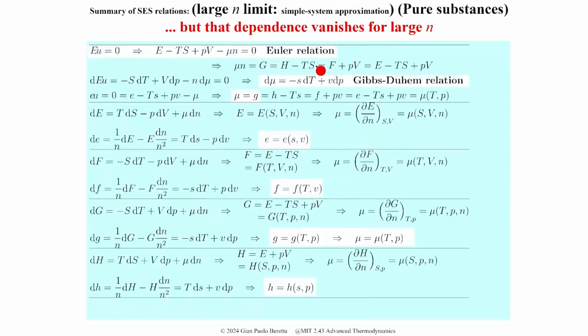Okay, so in the large number of particles limit, the simple system approximation applies, and we still have the Euler relation. The Gibbs-Duhem relation simplifies and can be viewed as essentially the differential of the chemical potential of the only substance that we have. So you see that the chemical potential is a function of T and P.